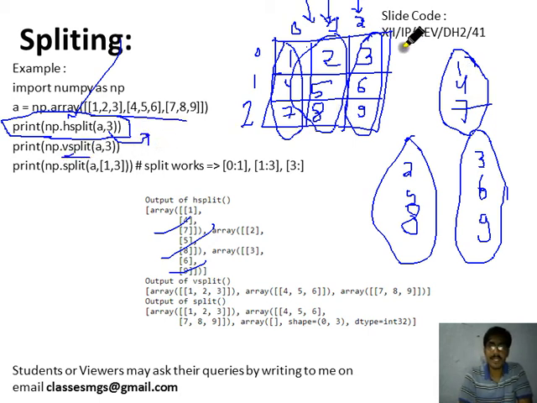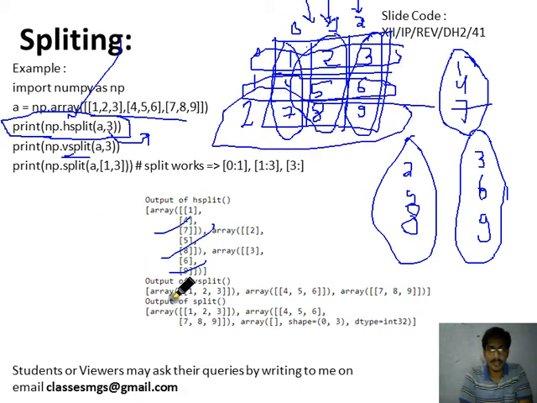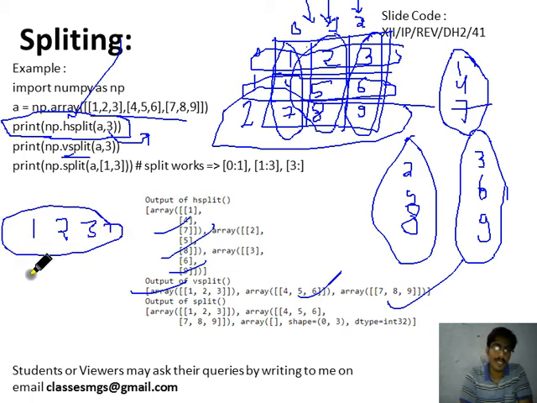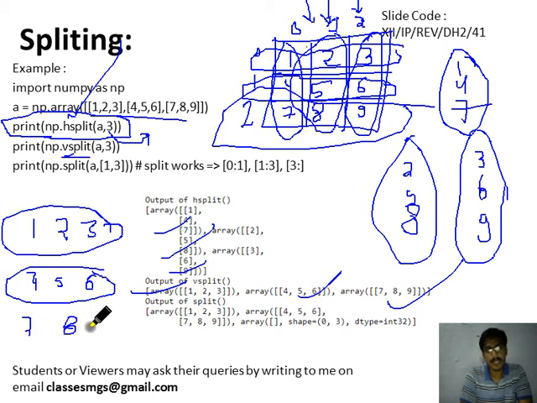Now we want to split vertically. Vertical splitting will happen like this. This is the vertical split. So 1, 2, 3 will be one portion, 4, 5, 6 will be one portion, and 7, 8, 9 will be one portion. You can see this 1, 2, 3, 4, 5, 6, 7, 8, 9 in the output. So 1, 2, 3 will be one portion of the array, then 4, 5, 6 will be another numpy array, and 7, 8, 9 will be another numpy array. This way you can split vertically.